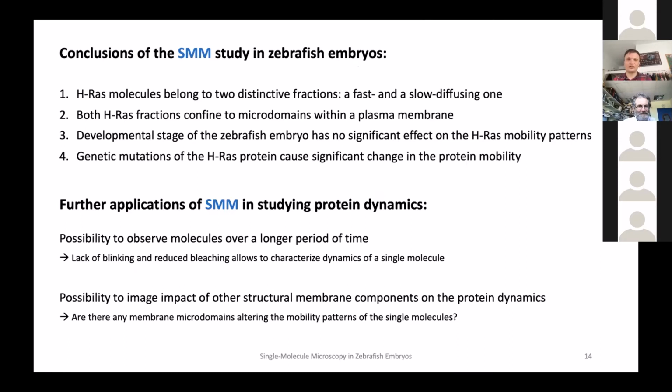So what we already showed is that the HRAS molecule has two fractions, because that was done in the TERF setup: a fast and a slow diffusing one, and they are all confined. What was interesting also is that the fast fraction of the molecule is confined in microdomains within the membrane that are not based on lipid rafts or any small confined microdomains responsible for enhancing the signal coming from the extracellular matrix.